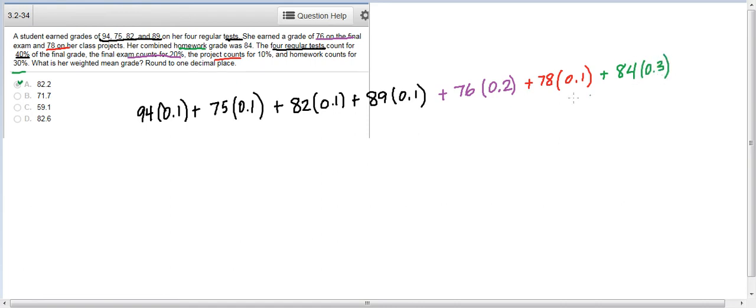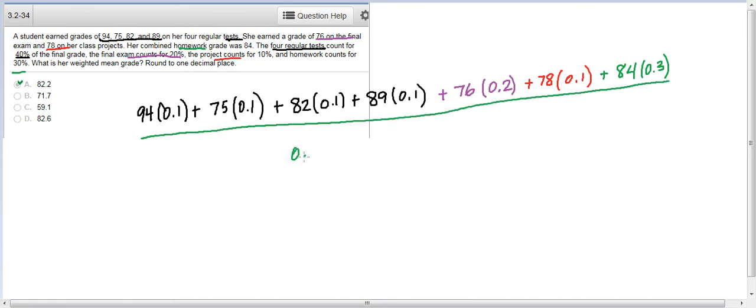Now, one thing we need to make sure of here is that we divide by all the various factors here, and they should add up to 100% for a grade calculation. But we had these 4 0.1s, right, for the 40%, and then we had the 20% here, the 10% for the project, and the 30% for the homework. So that does in fact add up to 1. If you add 4 plus 2 plus 1 plus 3, that equals 1.